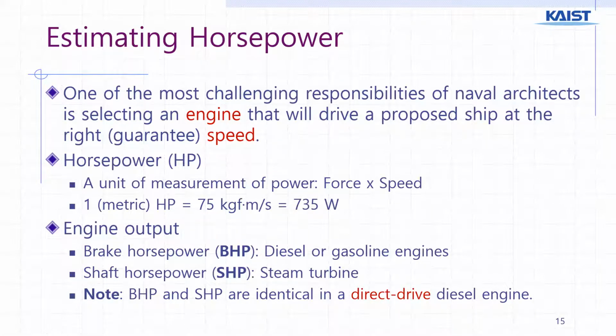A direct drive diesel engine is one where there is no gearbox. So in big ships, the engine itself has a very slow RPM, around 100 to 150.